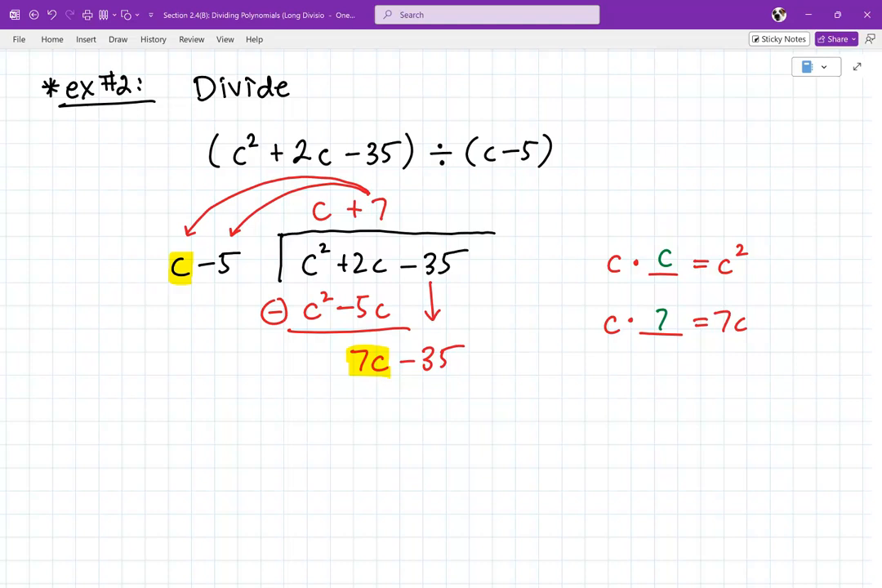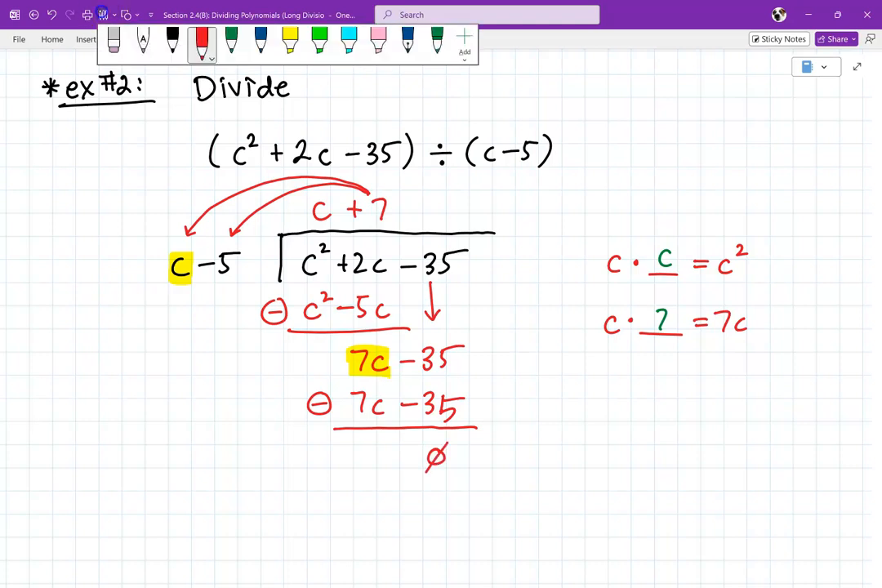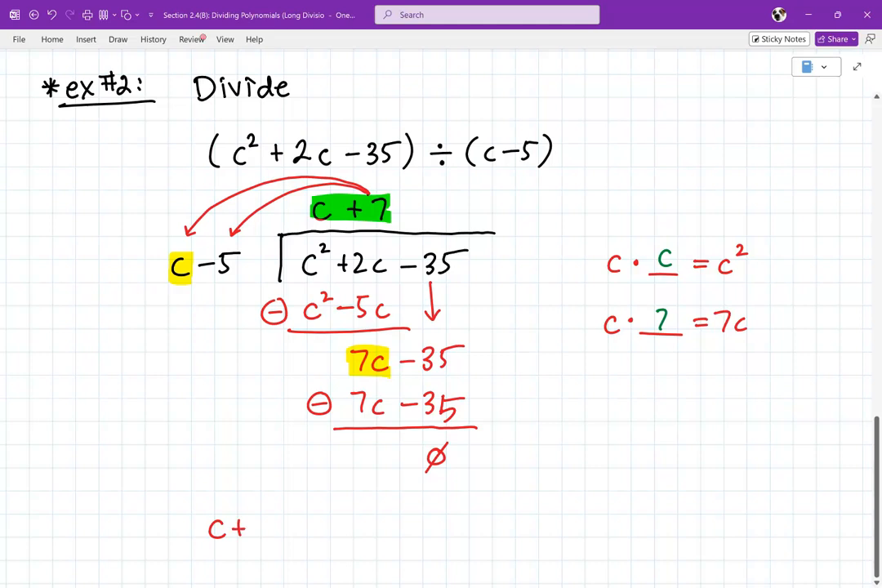So 7 times c, that's 7c. 7 times negative 5 is negative 35. Let me subtract. 7c minus 7c, 0. Negative 35 minus a negative 35, so in other words, negative 35 plus 35 is 0. So my answer is what's on my quotient, c plus 7. So let me write that down: c plus 7. That's my solution.